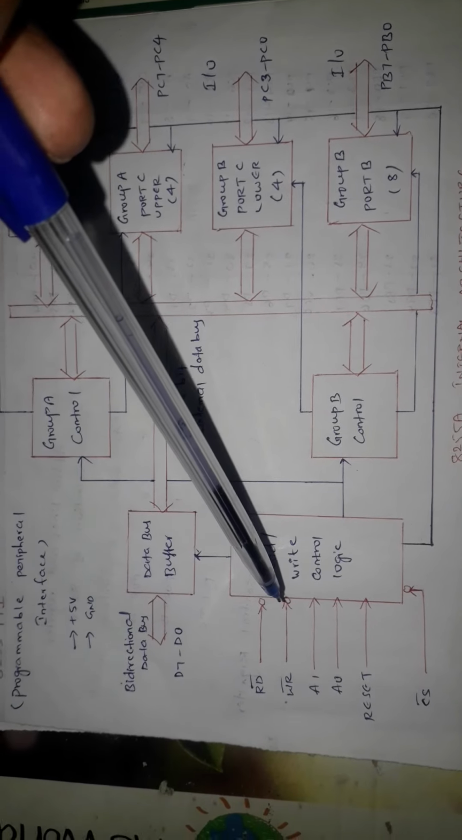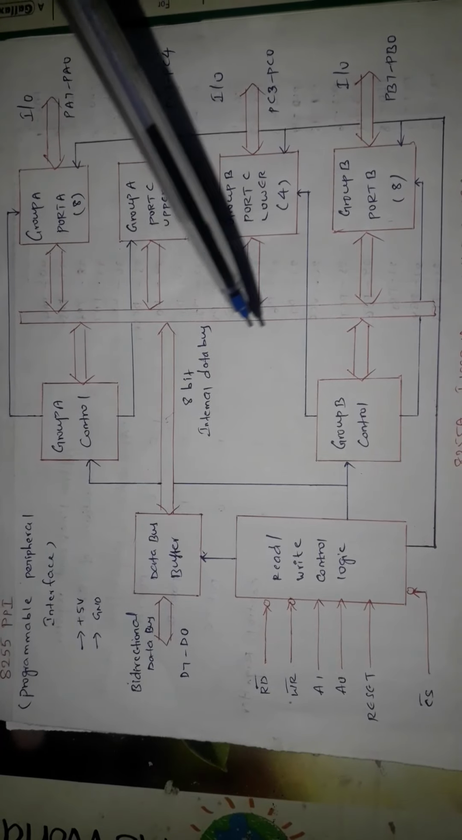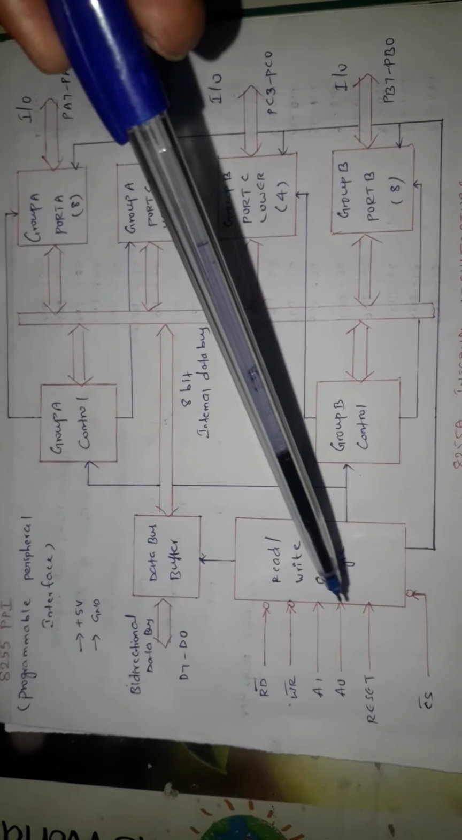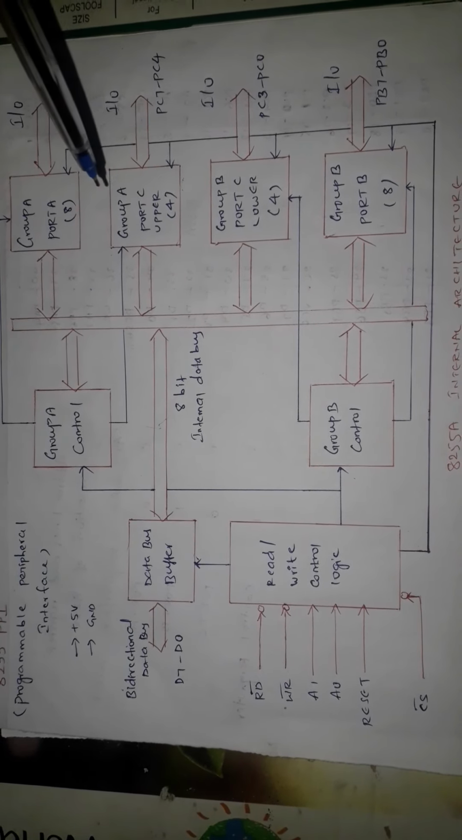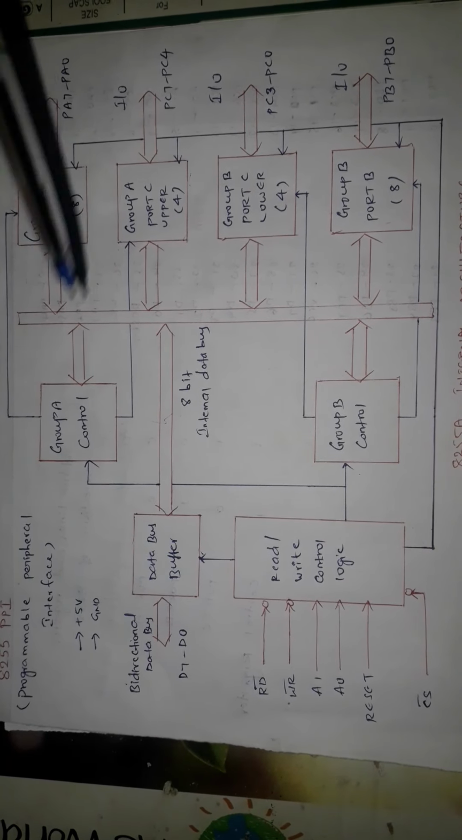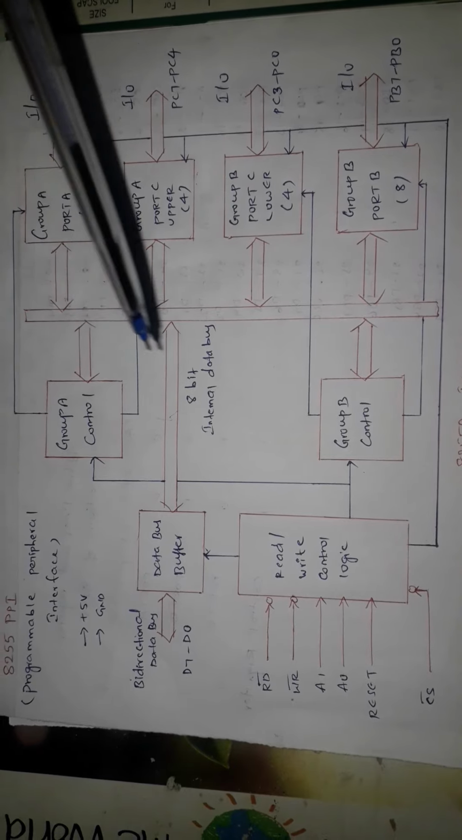And also we have a read write control logic. In the read write control logic we have a read signal, which indicates the 8255 performs a read operation, and a write signal, which indicates the 8255 performs a write operation. Read and write signals are active low signals. And A1 and A0 signals are used to select one of the ports. Port A, port B or port C can be selected by using A0 and A1 signals. And reset is used to clear the 8255 control register to 0.